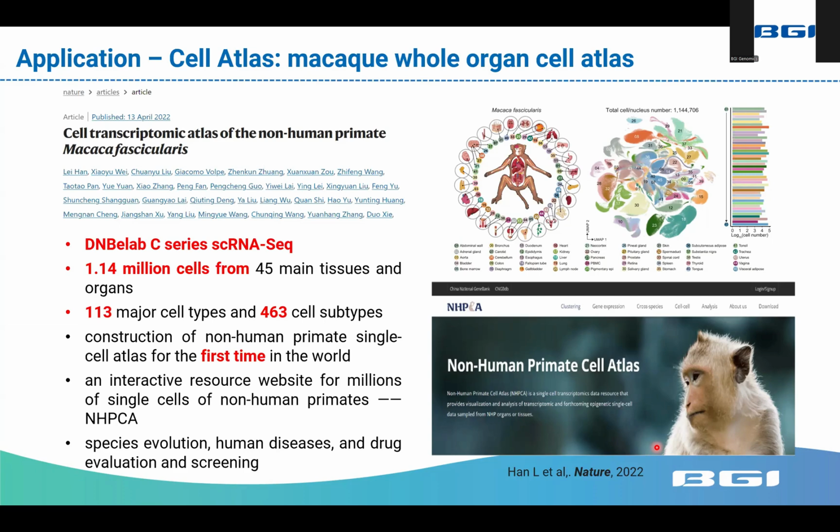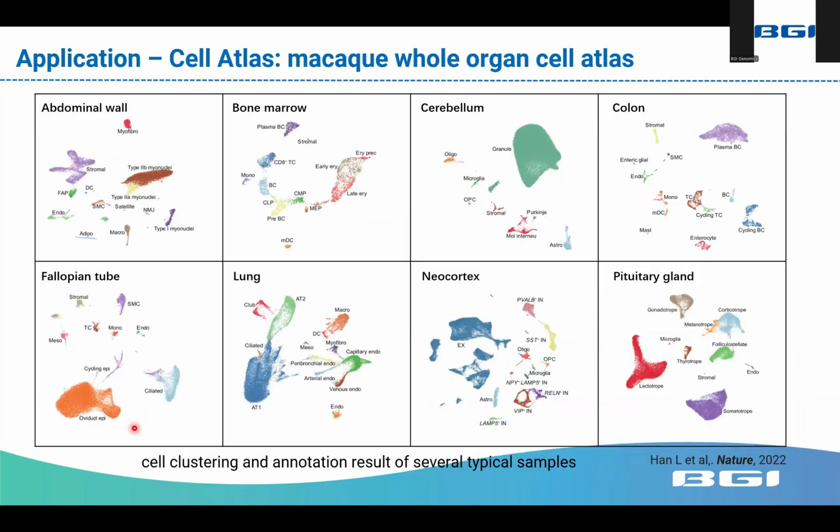So this article constructs the first non-human primate single-cell atlas in the world, and this data can be accessed on the interactive website NHPCA. So this data can be used for species evolution, human diseases, and drug evaluation and screening. This slide shows some cell clustering and annotation results of several typical tissues and organs.